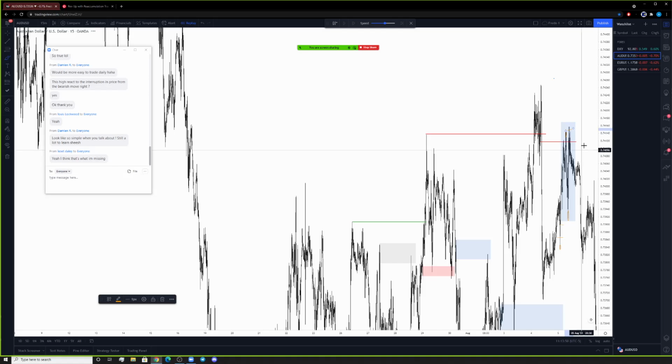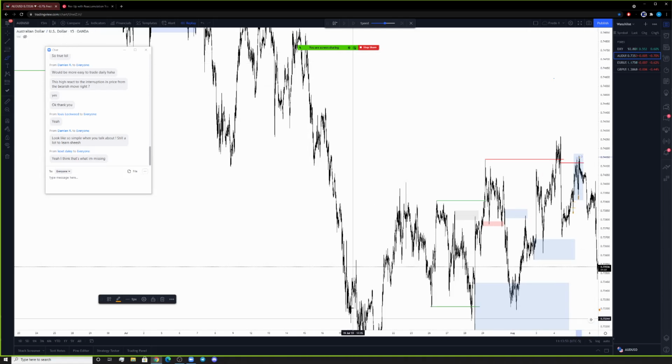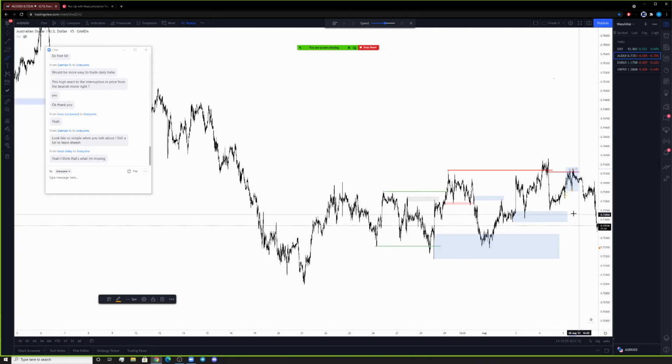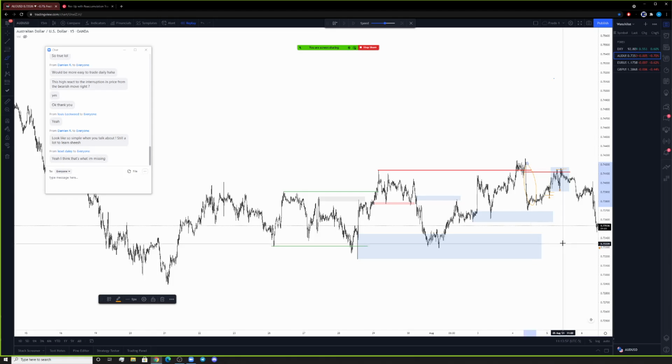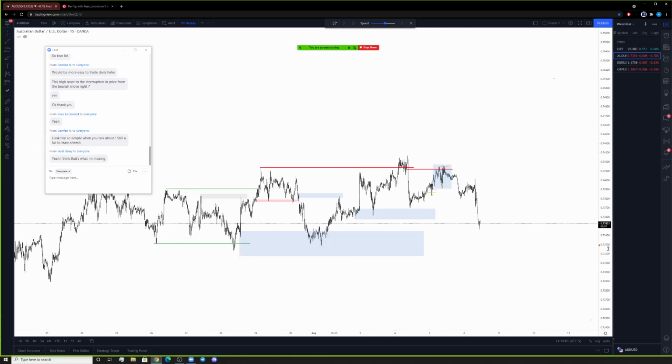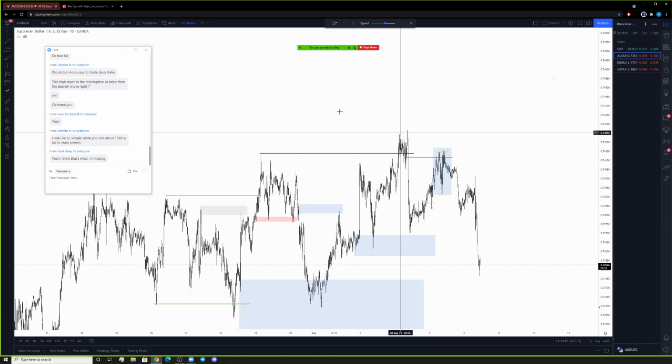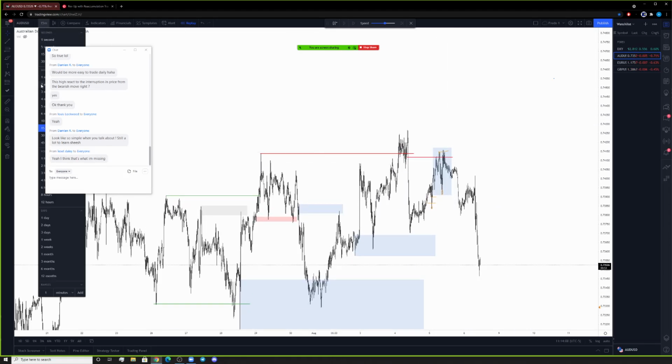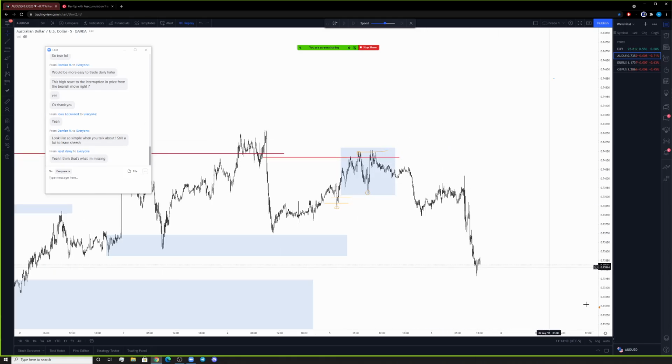Why? Because remember, we have a bias that's already in play. And so now we've already shown its hand, and we're looking for an excuse to risk. So this is where we zoom in. Go to M5.